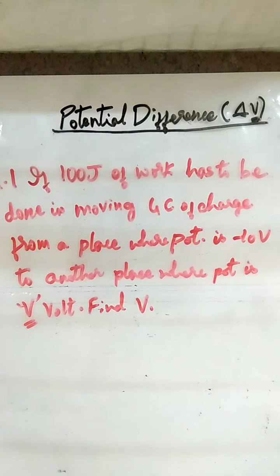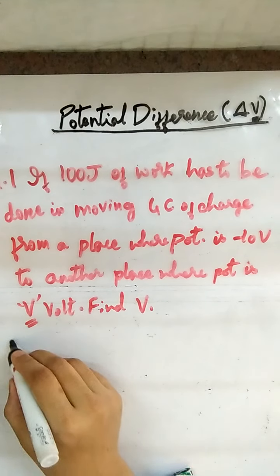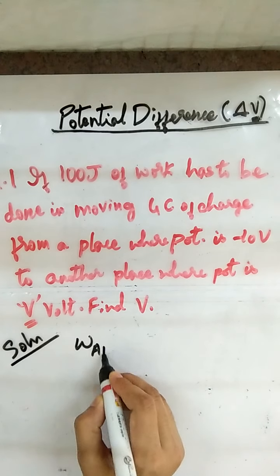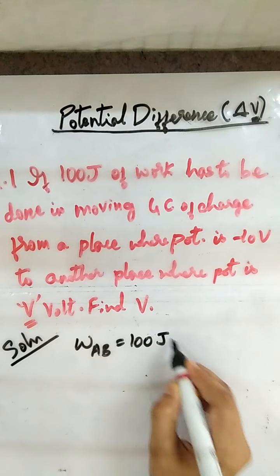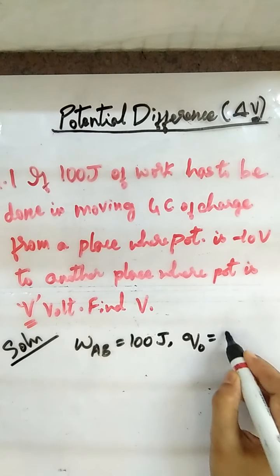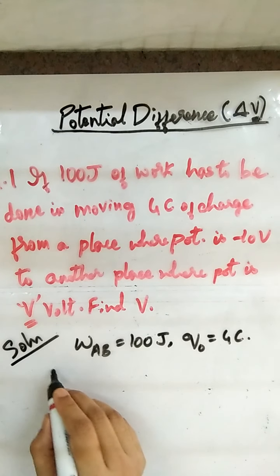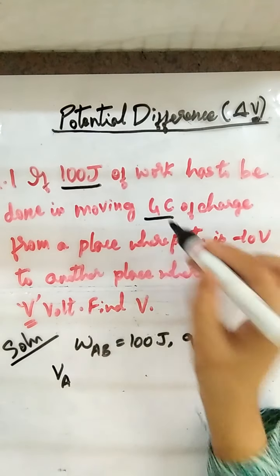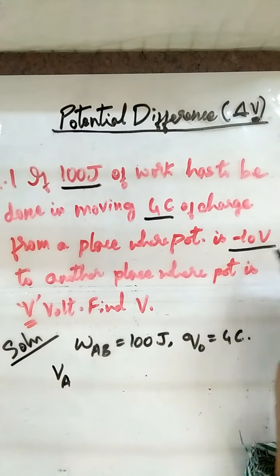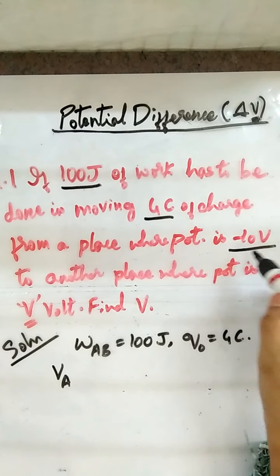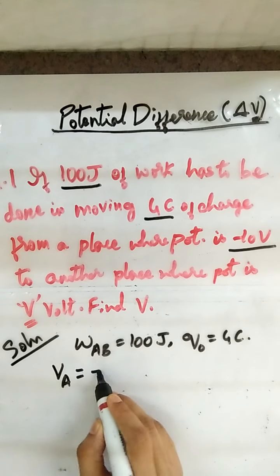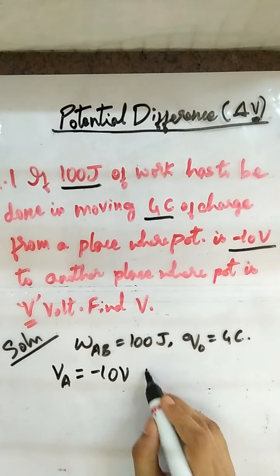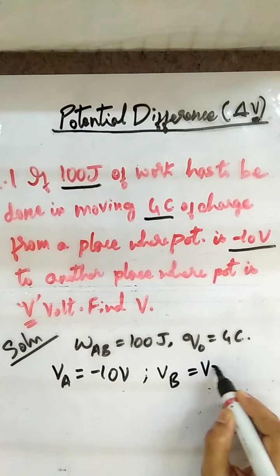How do we find the solution for this? Write down what all is given first. What is the work that you have done? WAB is 100 joules. What is the charge that you are taking? Q naught, which is 4 coulomb. What is the potential at one of the points? You have to include the sign, so it is minus 10 volt. So VA will be minus 10 volt. You are moving it from this to this, so VB is V, which is what you have to find out.